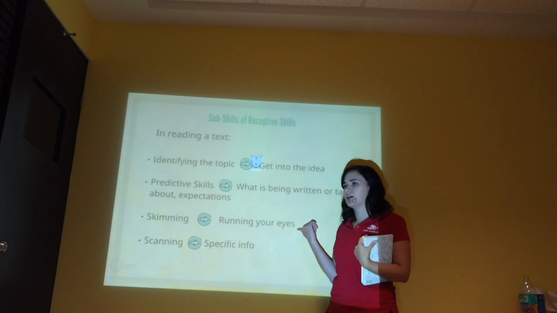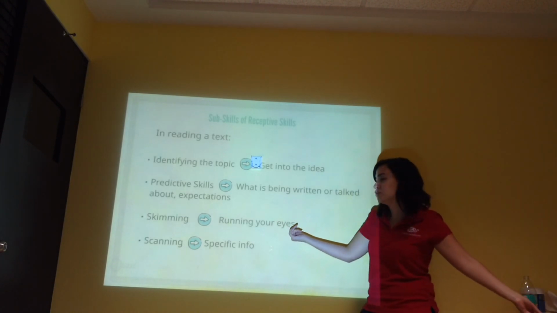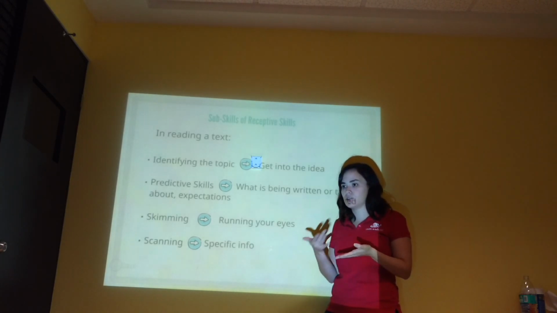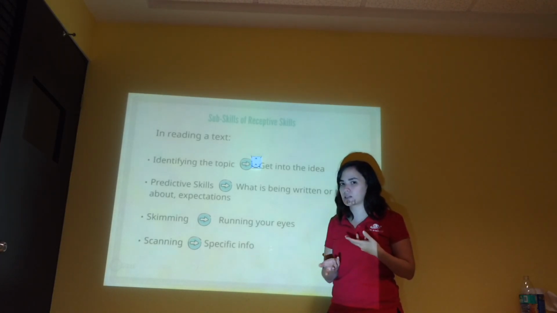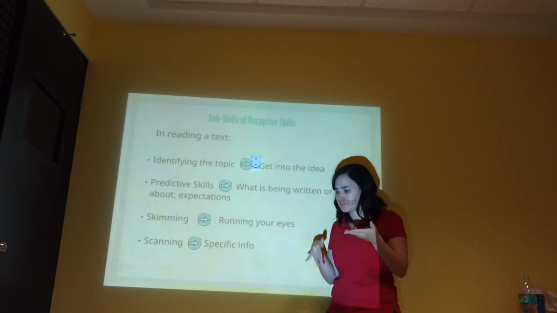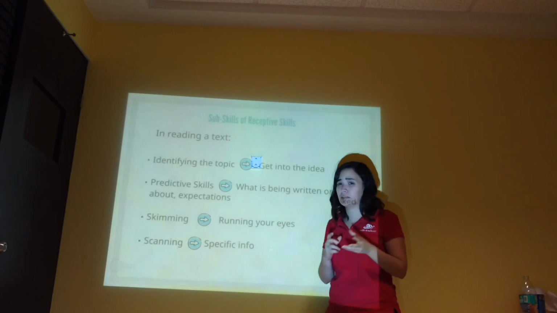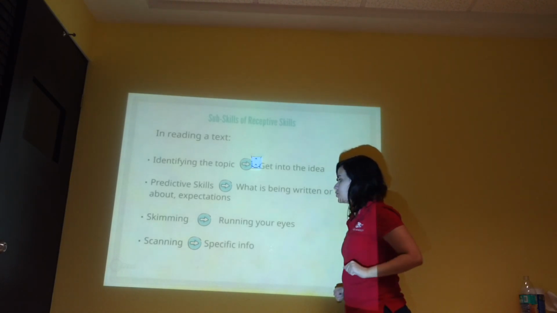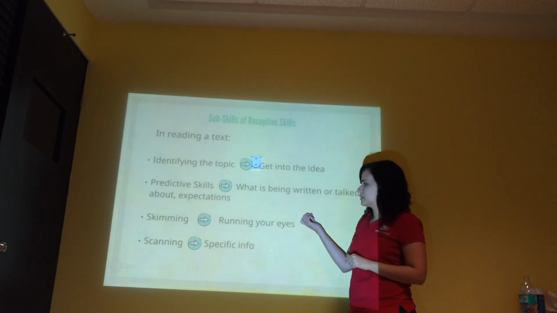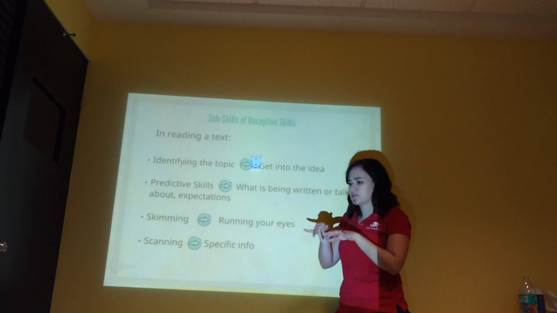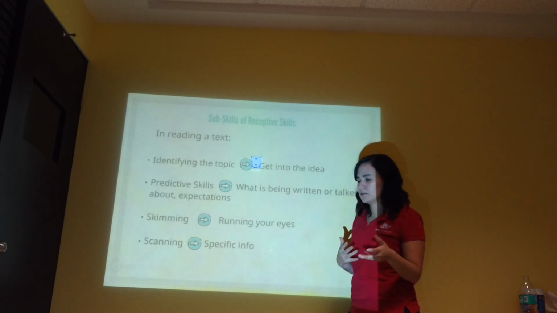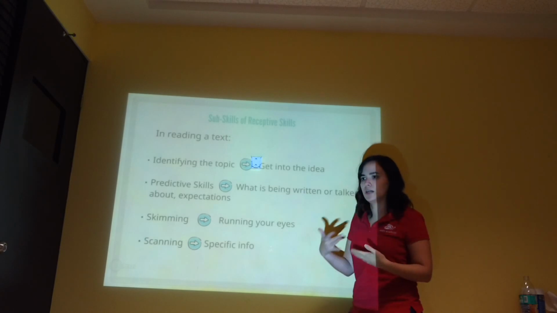We have the skimming skill, which is running your eyes over the text. We do that a lot with the newspaper or magazines. We just pass through pages, and we don't actually read, but we run our eyes over the page. We actually do that too when we're looking for a CD. We just go like this, and we don't actually read what the CD is saying or listen to every CD.